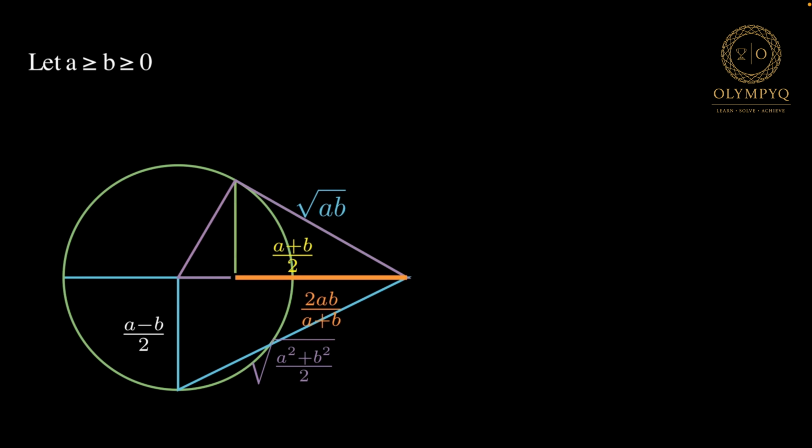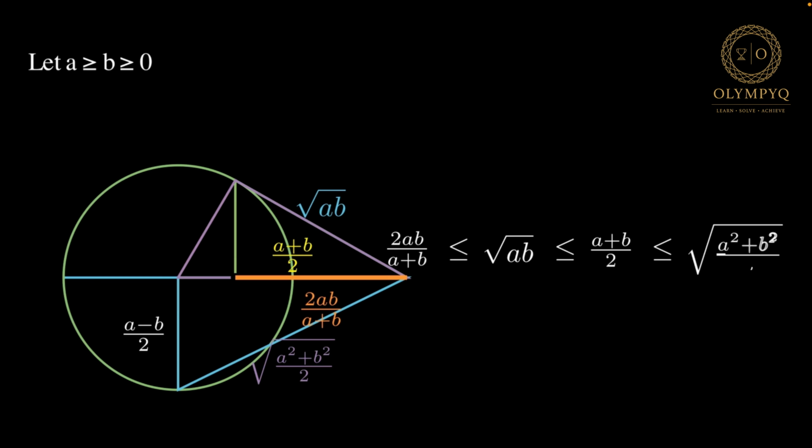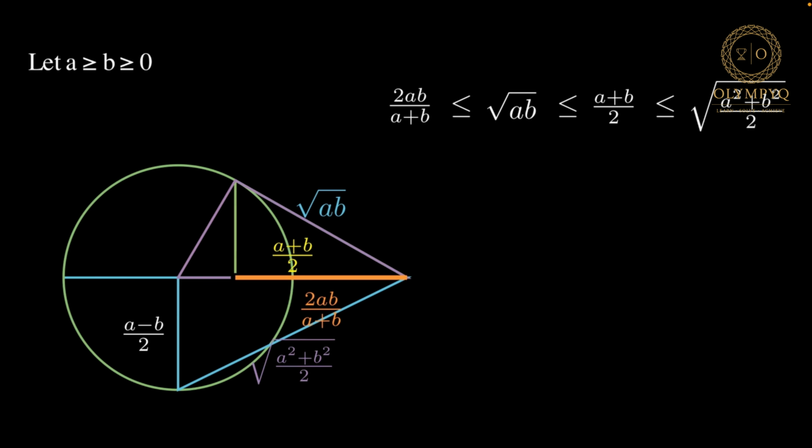Now looking very carefully over here and working backwards, we get the inequality chain as 2ab divided by (a plus b) is less than or equal to root ab is less than or equal to (a plus b) by 2 and is less than or equal to the square root of (a squared plus b squared) divided by 2. So which gives us the famous mean inequality, that is the harmonic mean is less than or equal to the geometric mean, which is less than or equal to the arithmetic mean, which is less than or equal to the root mean square.